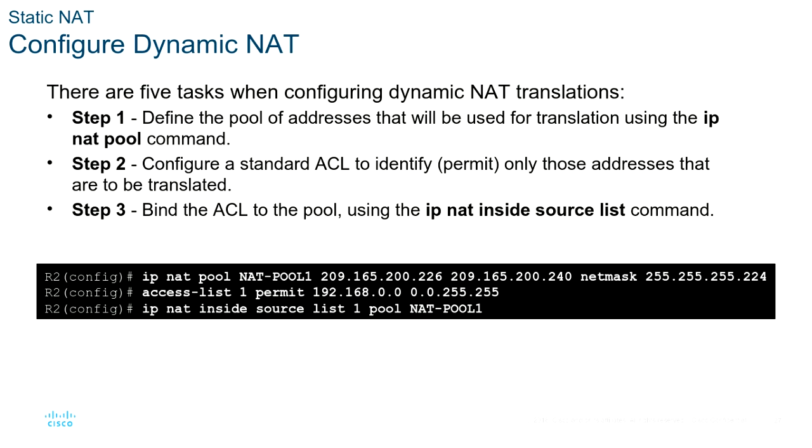The third statement, ip nat inside source list 1, those addresses that are allowed to go to the outside, bind that to the NAT pool list and allow those translations to take place. So these 3 lines of code will make this happen.